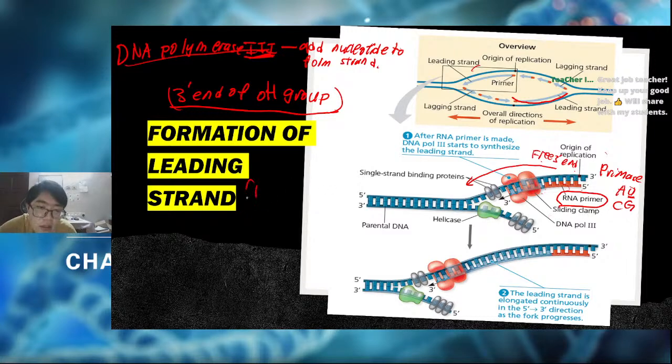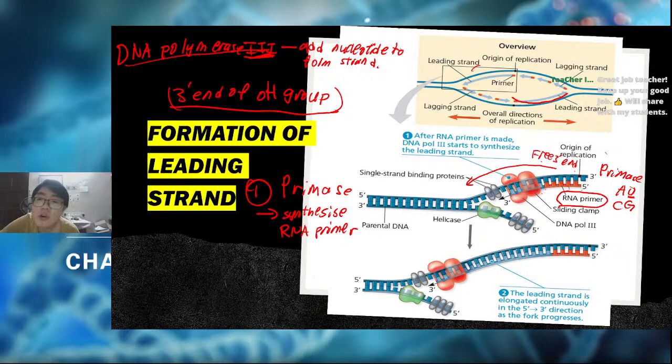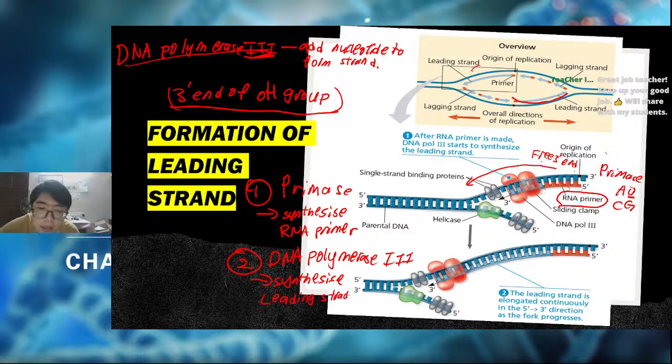So in summary, the first step is primase. Primase is to synthesis RNA primer. Why does it synthesis RNA primer? Because DNA polymerase 3 cannot directly add nucleotide if the free 3' end OH group of the nucleotide is absent. So we have to add the RNA primer. Next, after the RNA primer is synthesised, DNA polymerase 3 will bind to the RNA primer and synthesis the leading strand by adding the DNA nucleotide until it reaches the replication fork, then it stops.